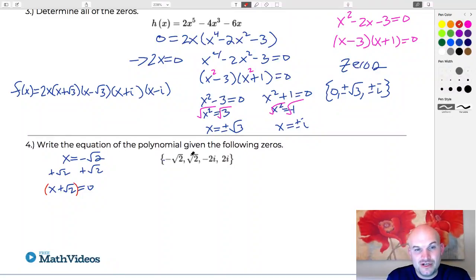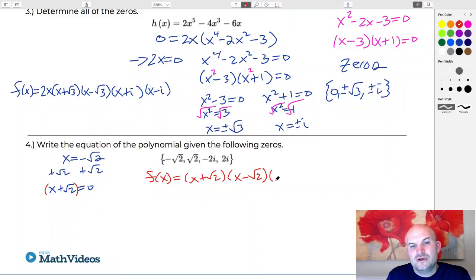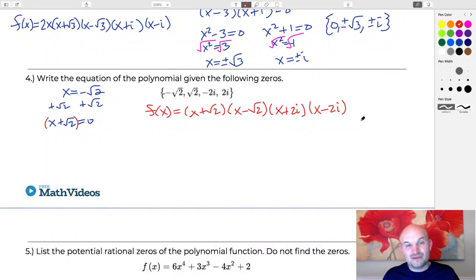And if I wanted to write the equation here, I can write these all as factors. All I'm basically doing is using the inverse operations. So I can write this as f of x is equal to x plus the square root of 2 times x minus the square root of 2 times x plus 2i times x minus 2i. Now again, it comes down to how familiar you are with the difference of two squares. Because when I multiply these out, basically I'm going to get an x squared, and then the square root of 2 times the negative square root of 2 is going to be a negative 2.